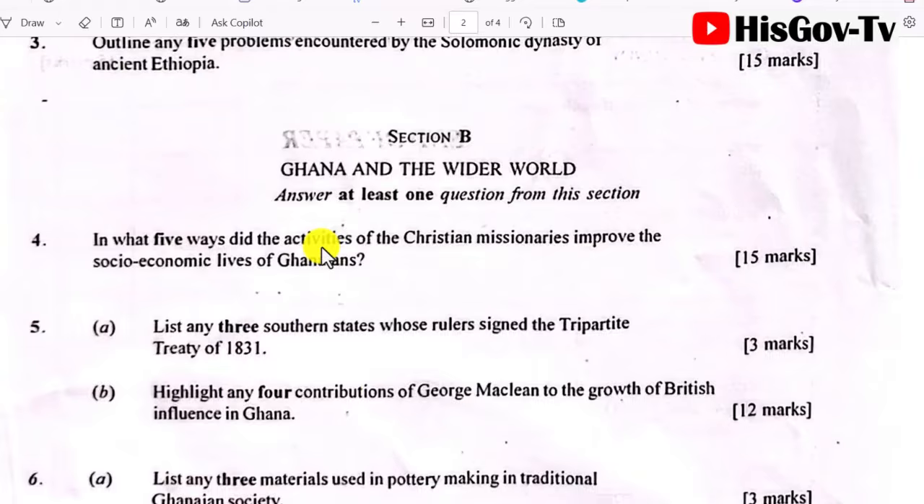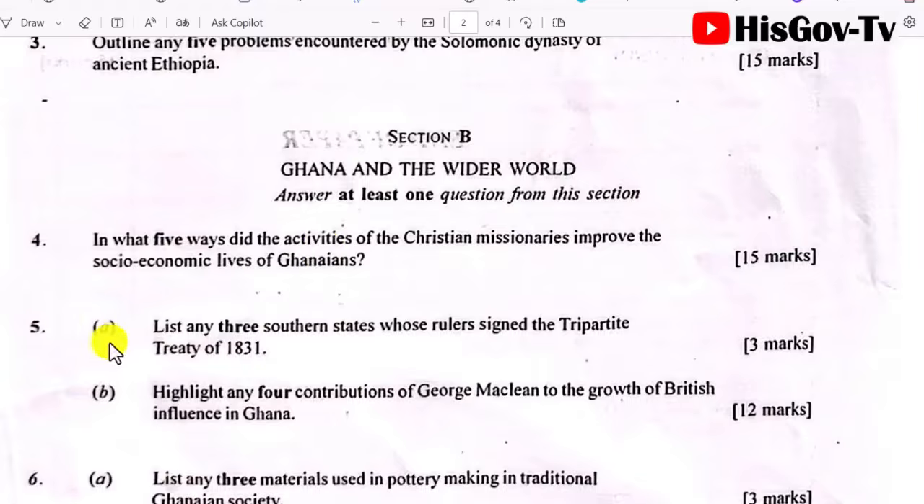Just go straight to the point. These were the 5 ways in which the Christian missionaries' activity improved the socio-economic lives of Ghanaians. Then you just start to explain them in that order, okay? Now, let's go to question number 5.